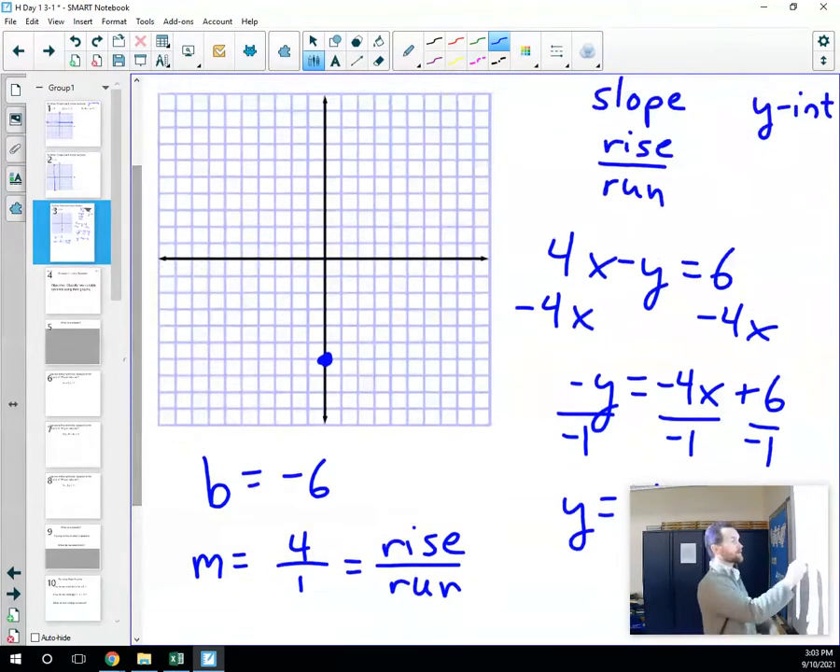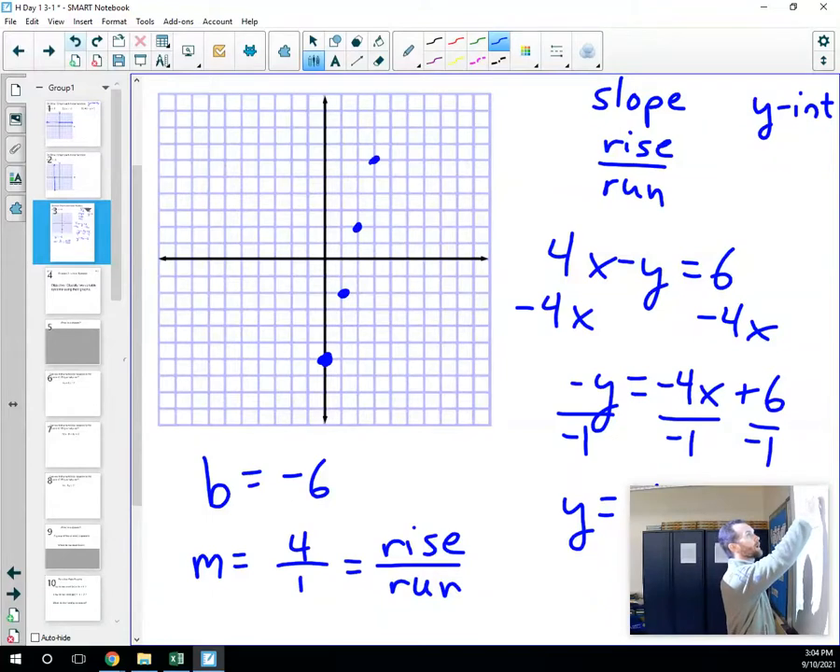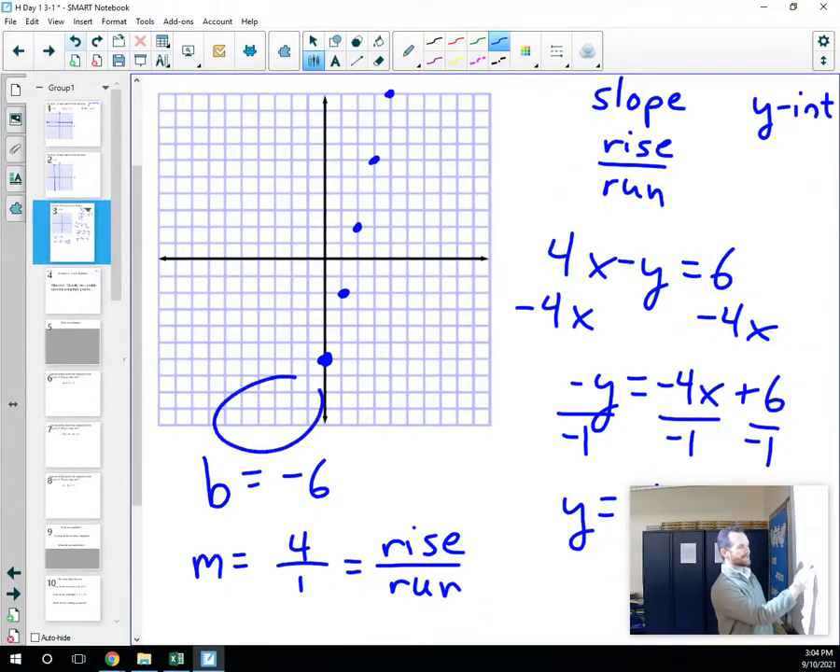So from our y-intercept, we're going to go up 1, 2, 3, 4, and over 1 to get our next point. And the nice thing about the slope is that we can just keep on doing that. I'm going to go up 4, over 1, up 4, right 1, up 4, right 1. Now, if we wanted to get a point on the other side, we would just reverse it. Instead of going up 4 and right 1, we would go down 4 and left 1.